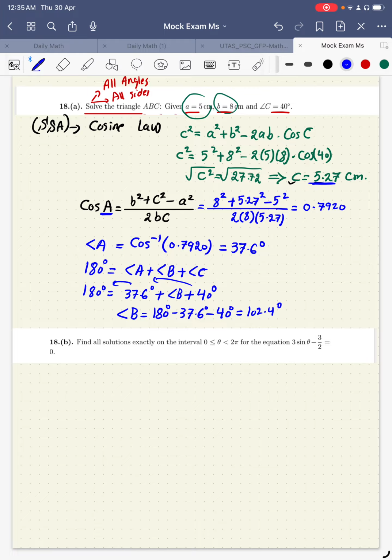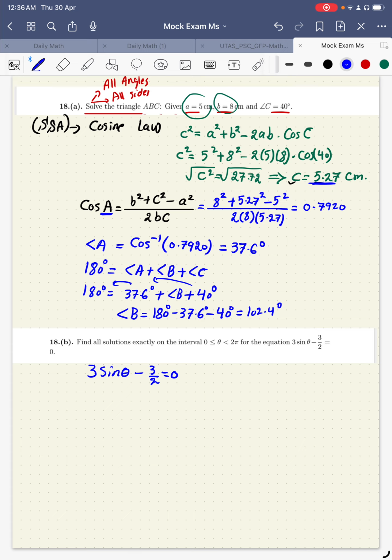And that's how we can again solve the triangle. Now let's continue on question number 18, part B. Find all solutions exactly on the interval 0 ≤ θ ≤ π for the equation 3 sin θ − 3/2 = 0. So first let me write the equation here: 3 sin θ − 3/2 = 0.